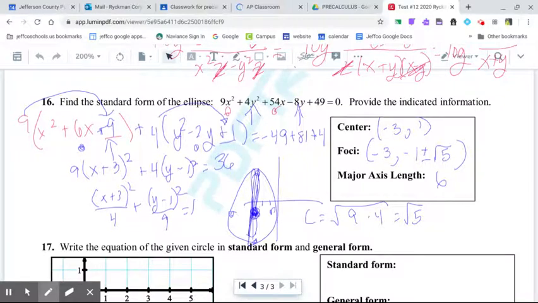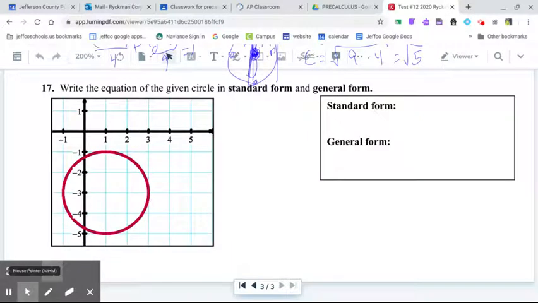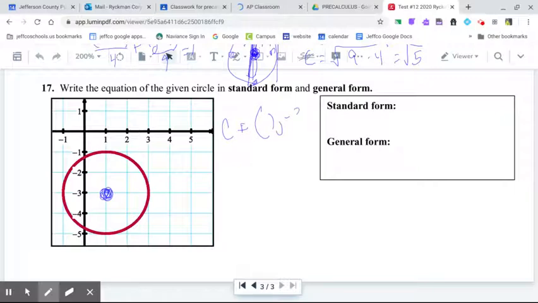All right. Last but not least. Okay, so hopefully you found the center. Fine, it was right there. So 1, negative 3, and that the radius is 2. So when you say x minus the center, x minus 1 squared plus y minus negative 3, so plus 3 squared equals the radius squared, so equals 4, yeah?